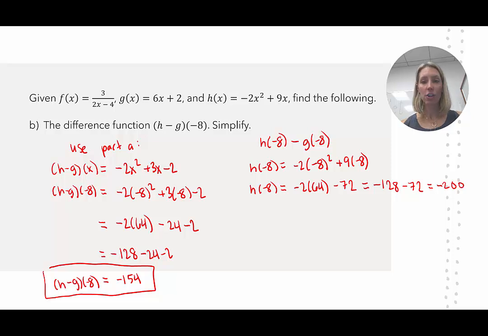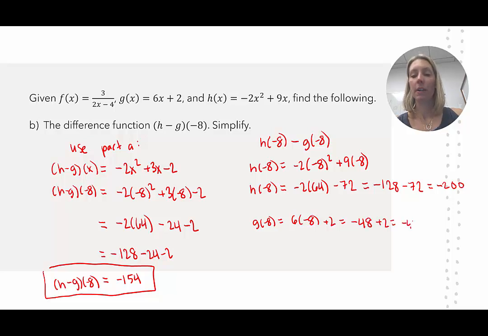All right, so that was h of x, now, or h of negative 8. Now we need to determine the value of g of negative 8. I'm going to go into my function and plug in negative 8. That's going to give me 6 times negative 8 plus 2. That's minus 48, or negative 48 plus 2, and that equals negative 46.